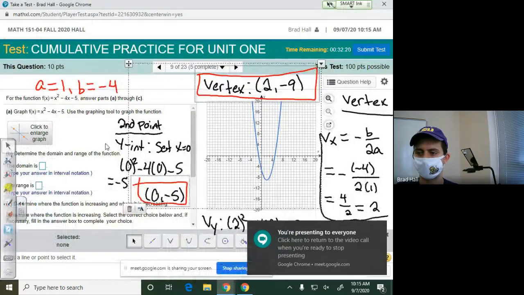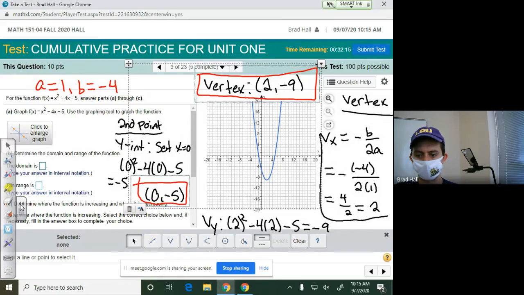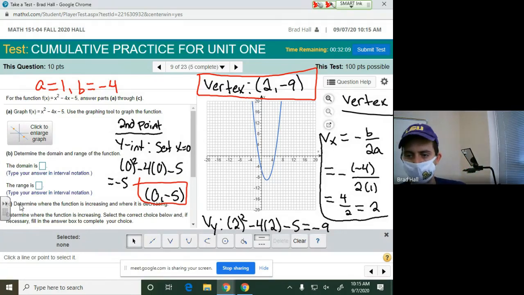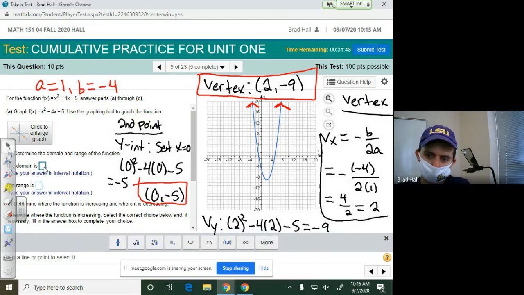Now that we have the graph, we can figure out the domain and the range. So this graph does not put arrows like I do, so we have to be smart about this. The domain is the furthest to the left versus the furthest to the right. And we see that in both directions, it goes on infinitely. So the domain is going to be all real numbers.